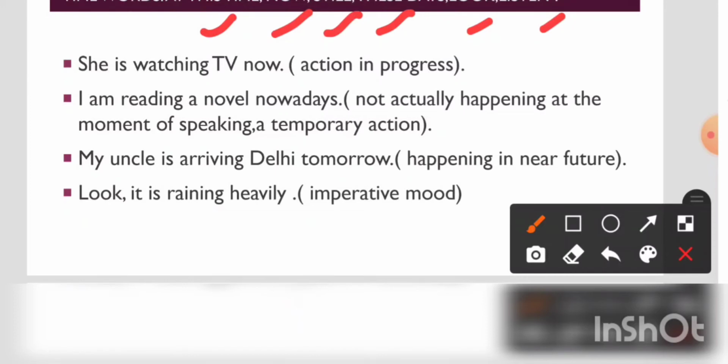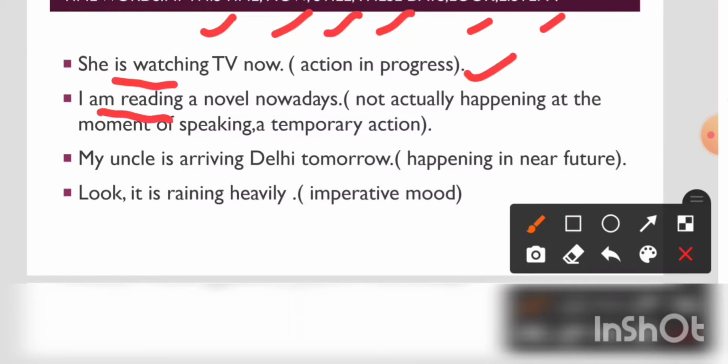Look, the train is coming. Listen, you are not damaging or destroying the furniture. So, we use such time expressions. See the examples. She is watching TV now. "Is watching" shows action in progress. I am reading a novel nowadays.